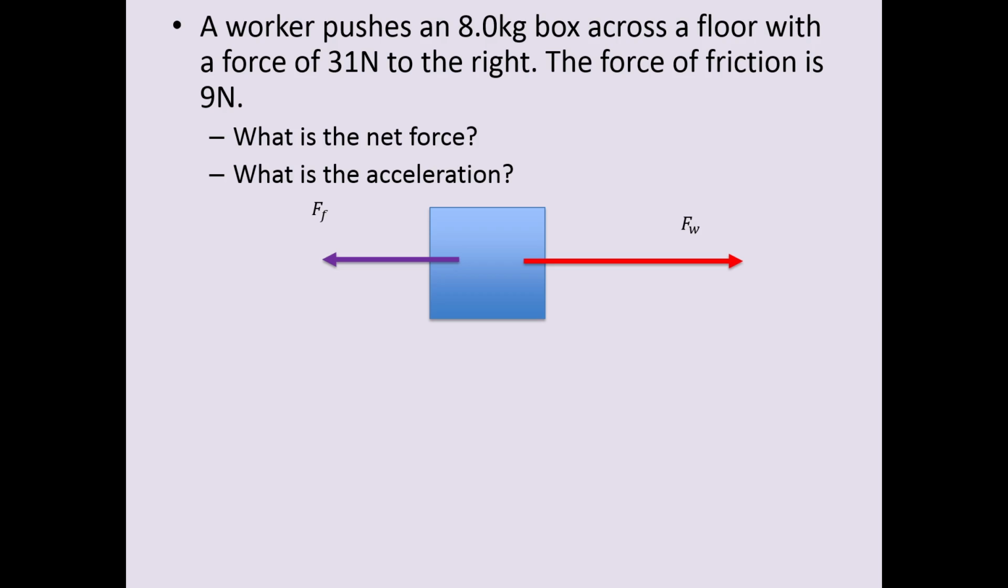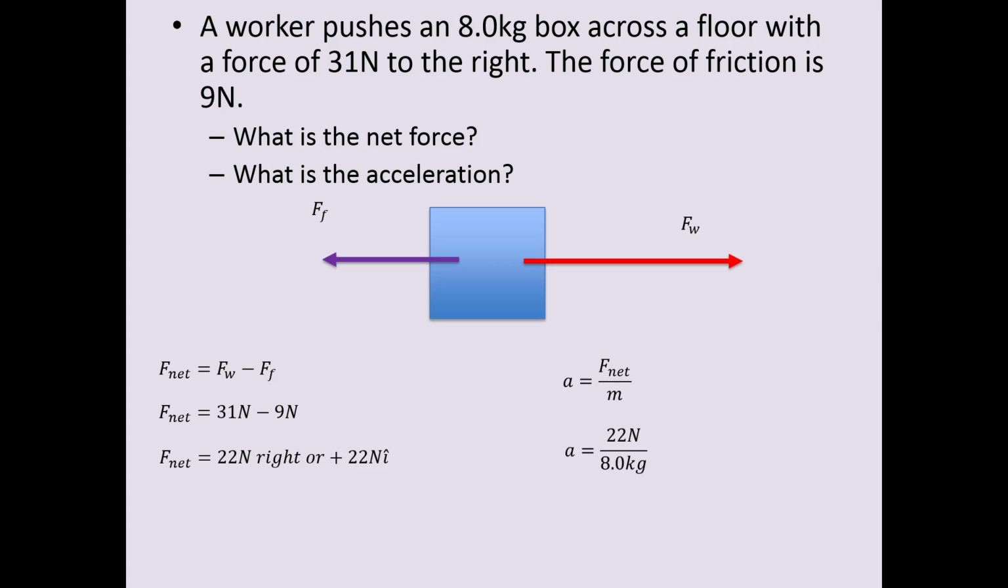To calculate the net force, we can look at these two forces, force of the worker and force of friction, and say they are against each other. If that's the case, to find the net force, it would be the force of the worker minus the friction force. This gives a force of 22 newtons to the right. To get the acceleration, the net force of 22 newtons is taken and divided by the mass of 8.0 kilograms. And the acceleration is 2.8 meters per second squared.